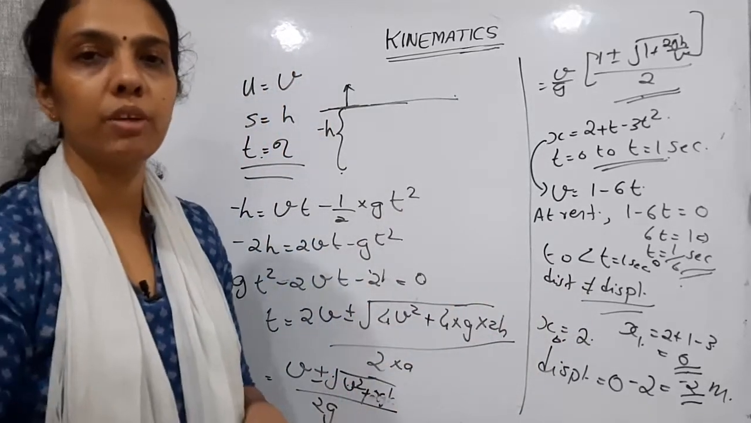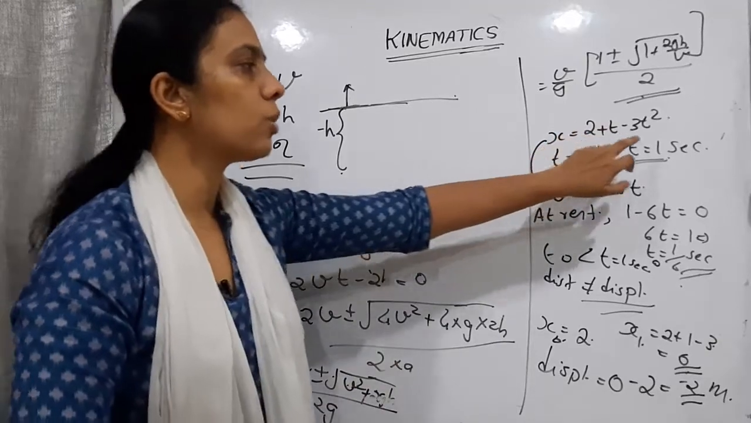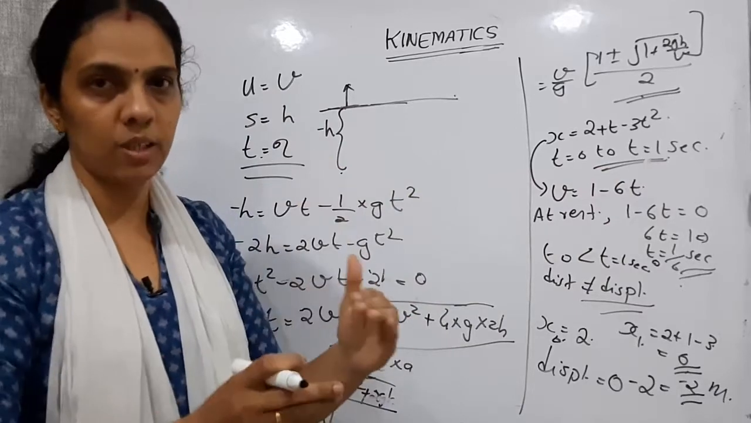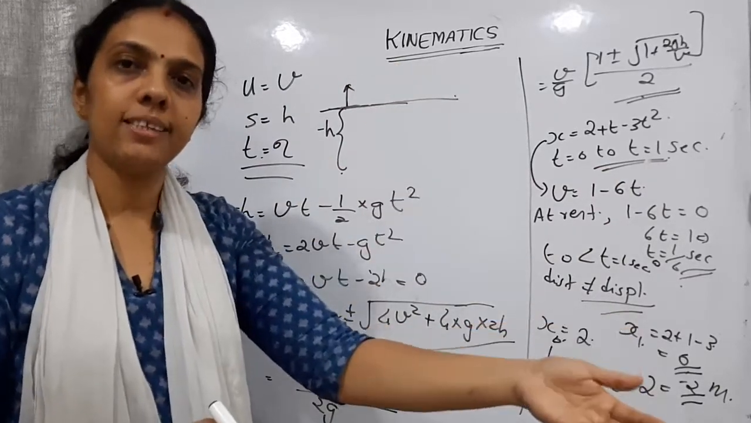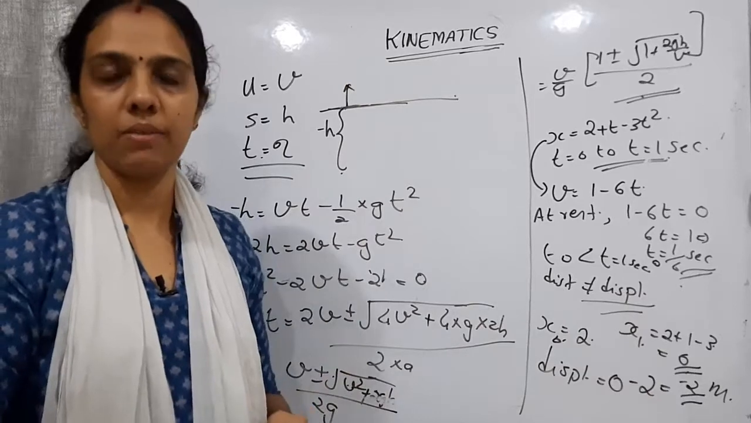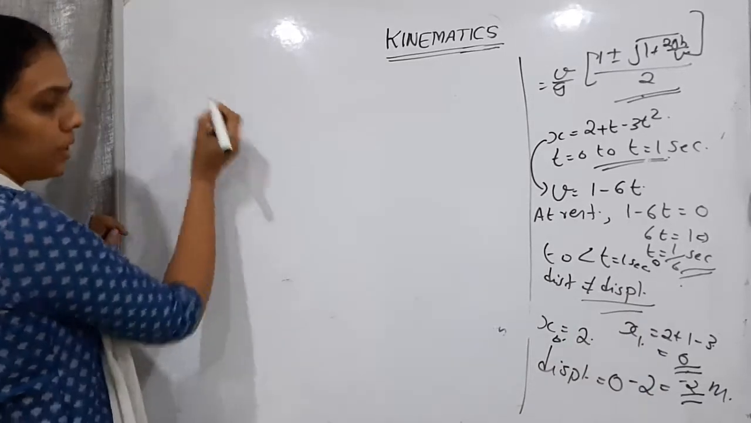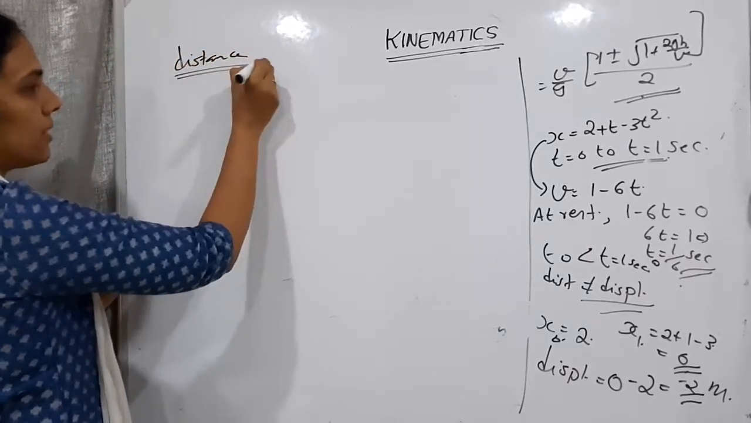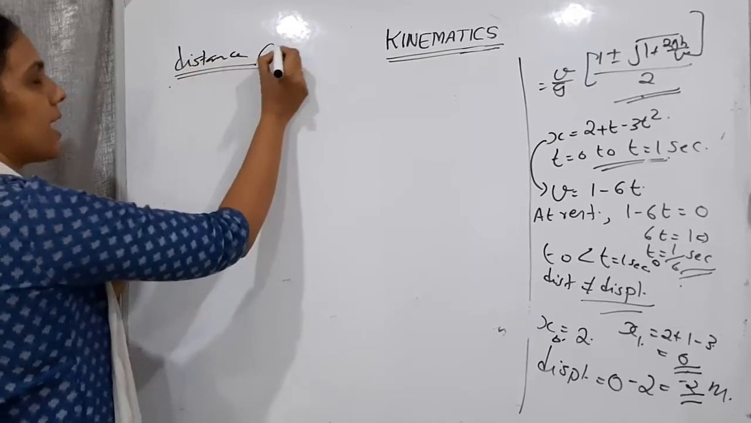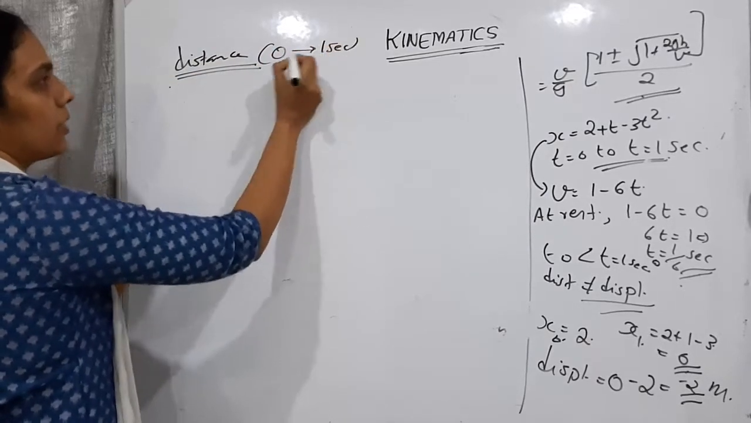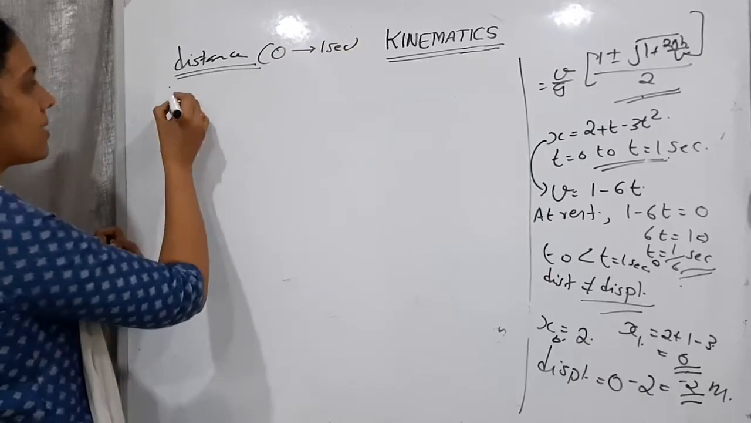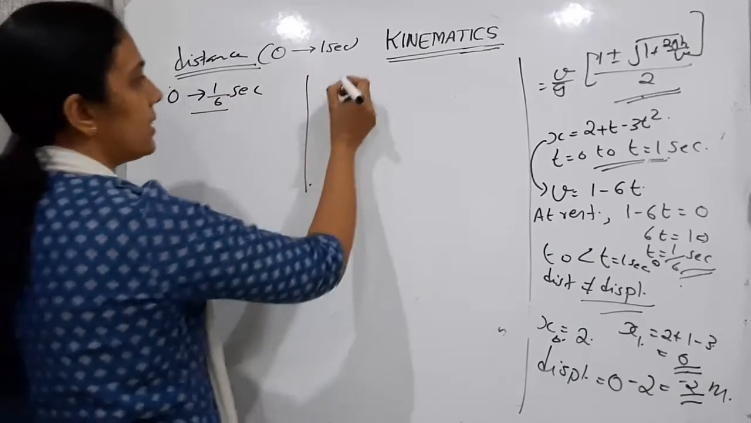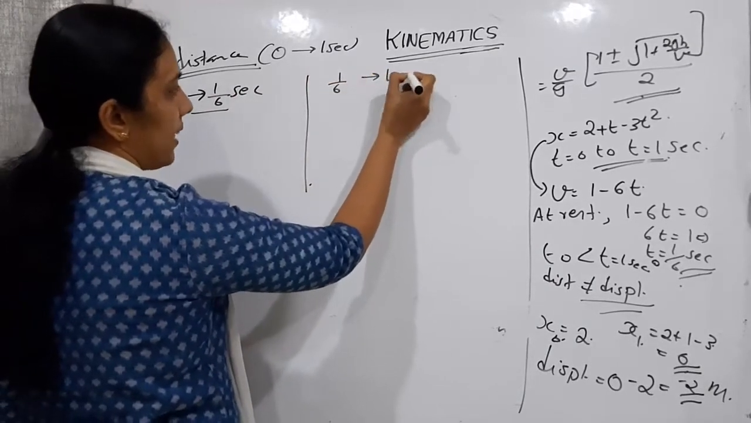Distance travelled, how can we find out? See, when t equals 0 to t equals 1 second, till 1 by 6 seconds, 1 slot. Then from 1 by 6 seconds to 1 second, what is the next time interval? That one we are going to find. So here, as I said, to find out the distance travelled from 0 to 1 second, we are dividing it into 2 slots as 0 to 1 by 6 seconds, and then next is from 1 by 6 to 1 second.